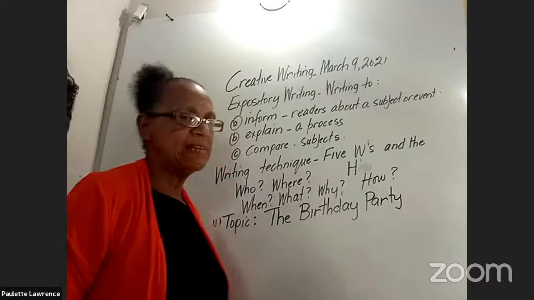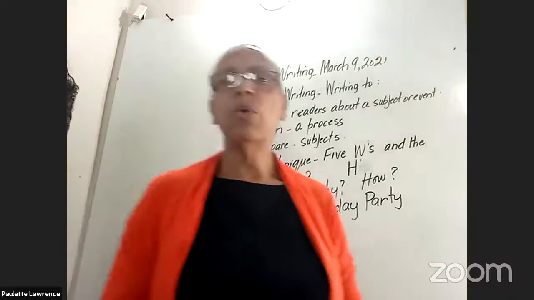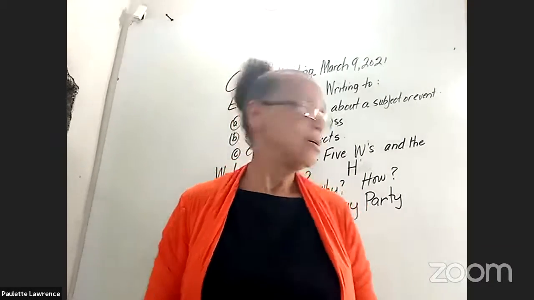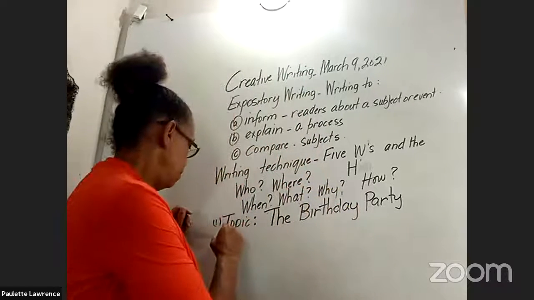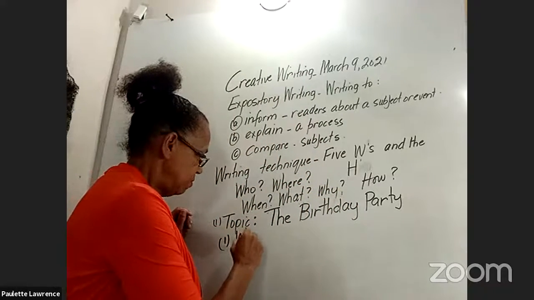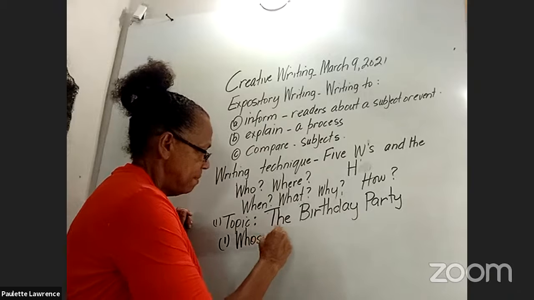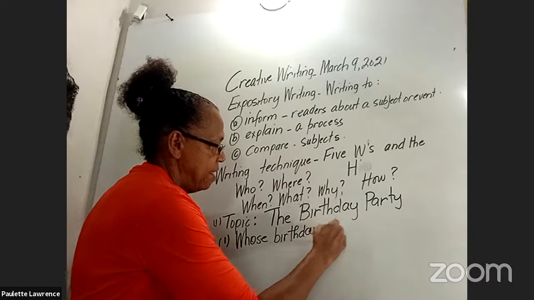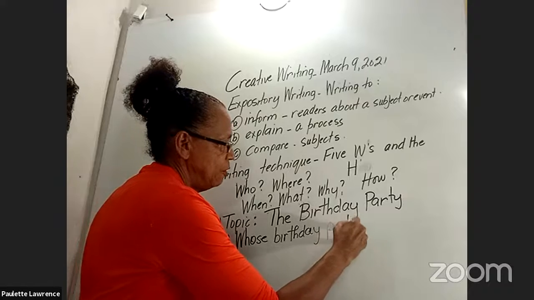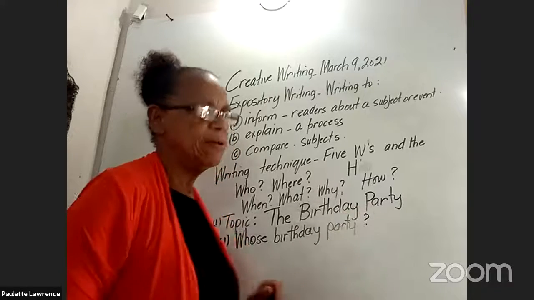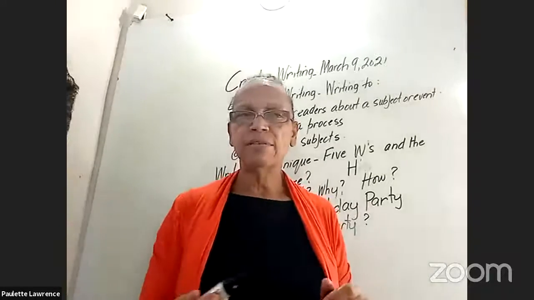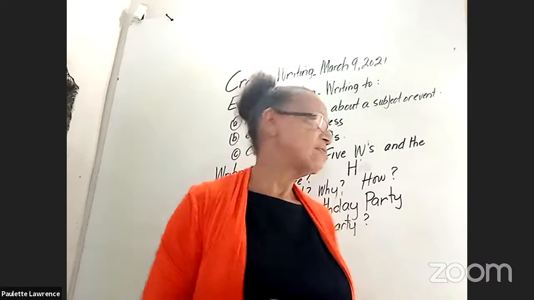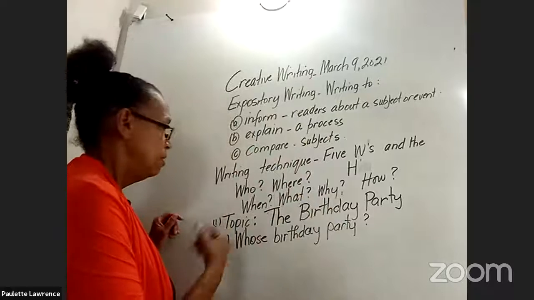Now, using this technique, what are some of the questions we could ask? Whose birthday party? And as I said before, you don't have to get it right. You don't have to get it right at once. You keep writing. Then you could have where the birthday party was.